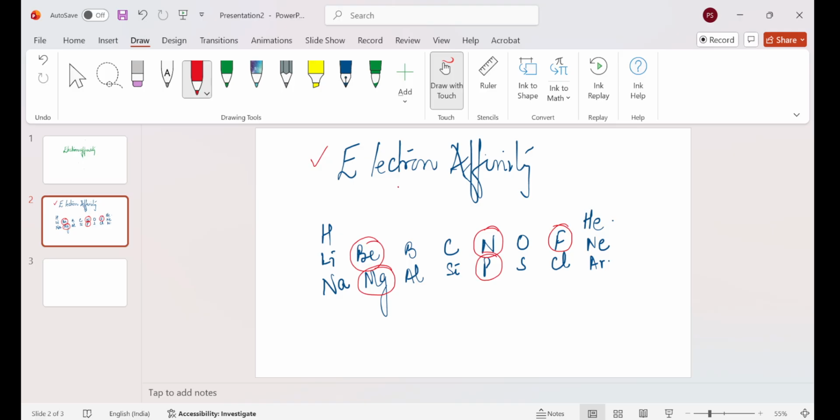Hello children, let's talk about electron affinity. Now electron affinity is the energy which is released when an electron is added to an atom. An atom should be in which state? It should be in the gaseous state.